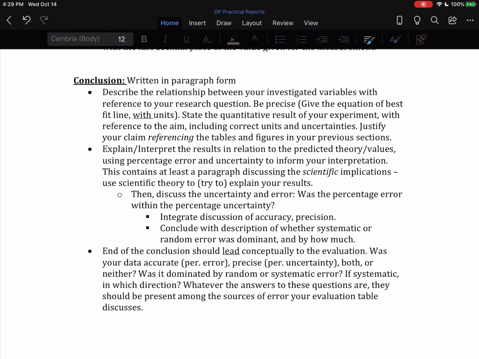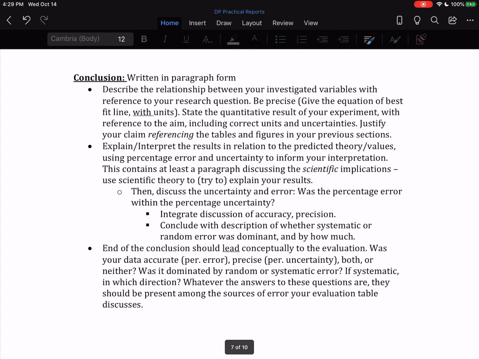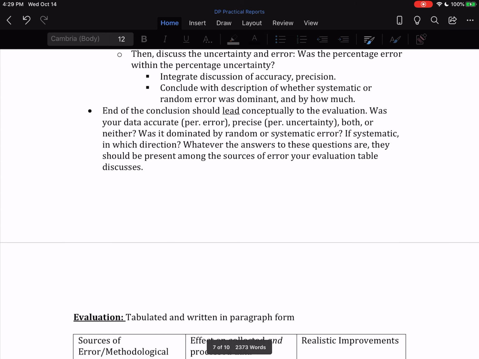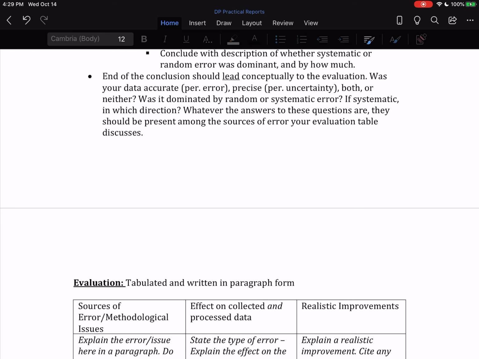The end of this discussion, with accurate use of the words systematic and random error, accuracy and precision, should lead conceptually to the evaluation. So was your data accurate, precise, both or neither? Was it dominated by random or systematic error? And if systematic, in which direction? No matter what your answers to these questions are, the end result should be an evaluation that is going to discuss sources of error or methodological issues that reflect your particular results.